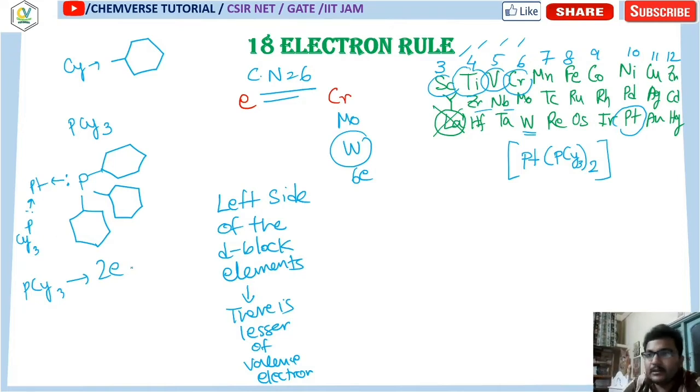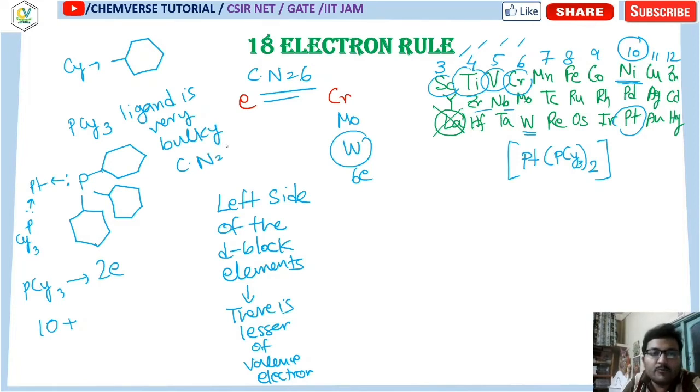Now platinum is present in the nickel series, so it has 10 valence electrons. Although it has a good amount of valence electrons, in order to fulfill the 18 electron rule it requires 4 PCy3 ligands, and in that case it will form the 18 electron. But it is so bulky. So here the reason is steric. This PCy3 ligand is a very bulky ligand.